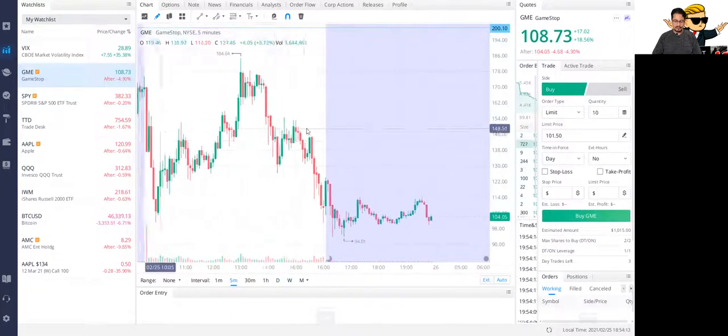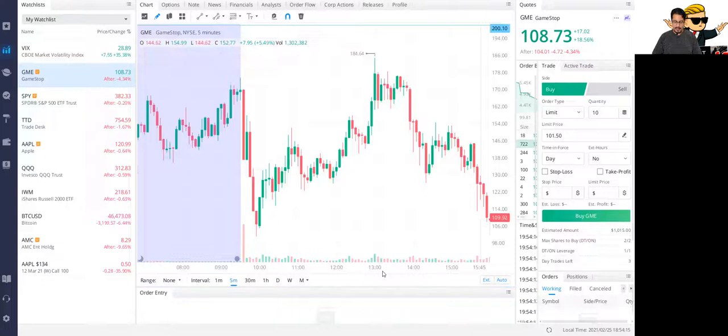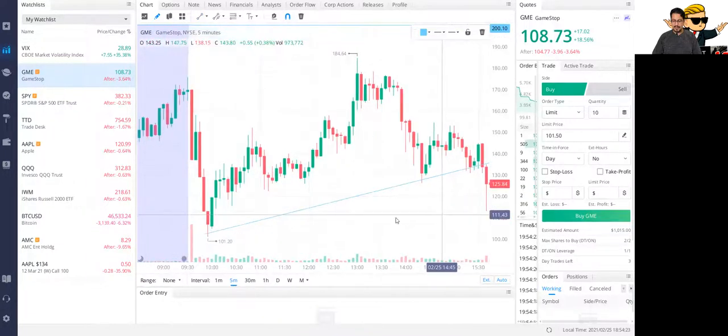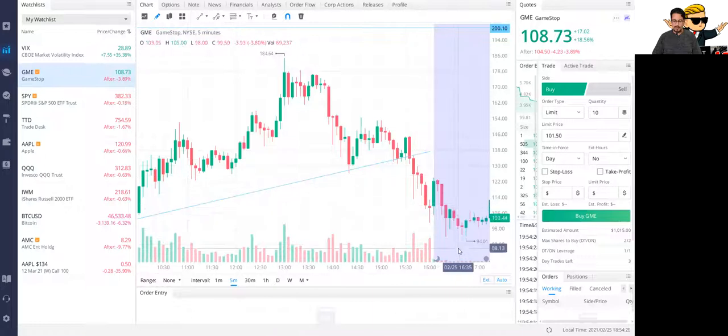So there was this trend here. Let me share, there it is. There was a trend here that broke down, and I decided to take the rest of my shares once it broke down, and that was it. So that was my trade on GameStop. That's pretty much it, guys, on this.